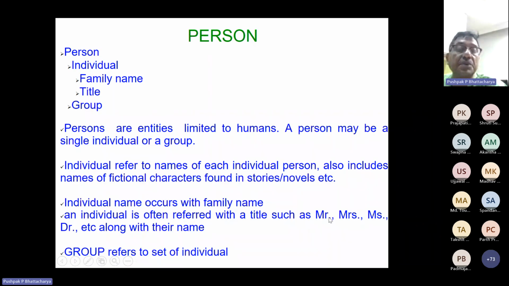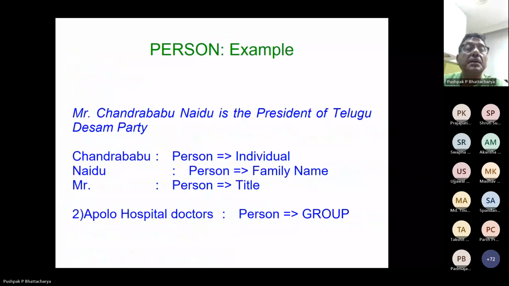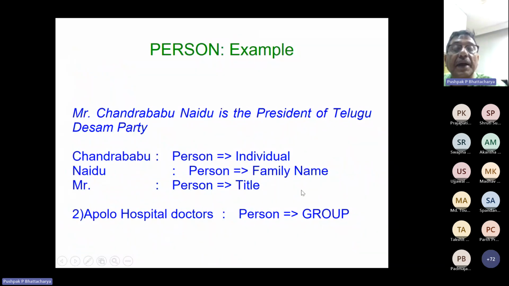For example, Mr. Jones, Dr. Chakraborty, etc. with their name. Group refers to a set of individuals. Here are some examples. Mr. Chandrababu Naidu is the president of Telugu Desam Party. Chandrababu, person, individual. Naidu, person, family name. Mr., person, title. So this structure is capturing the whole named entity, Mr. Chandrababu Naidu. Apollo Hospital Doctors is an example of person group.